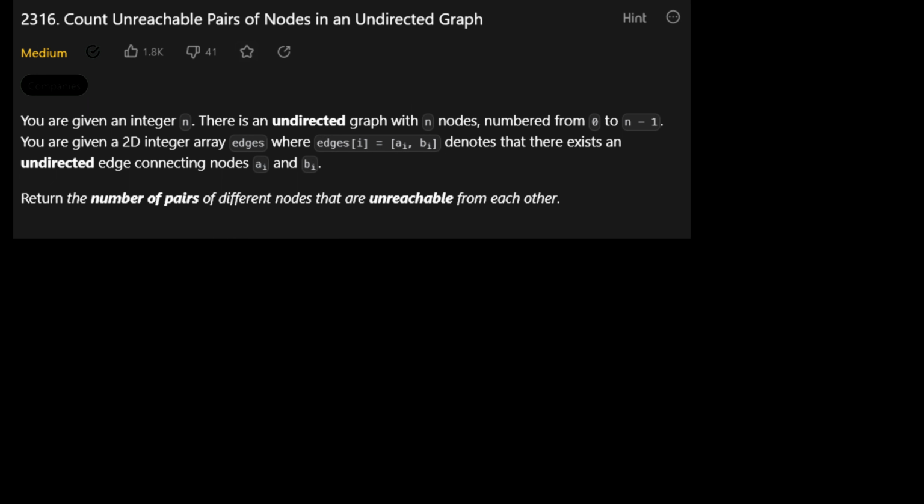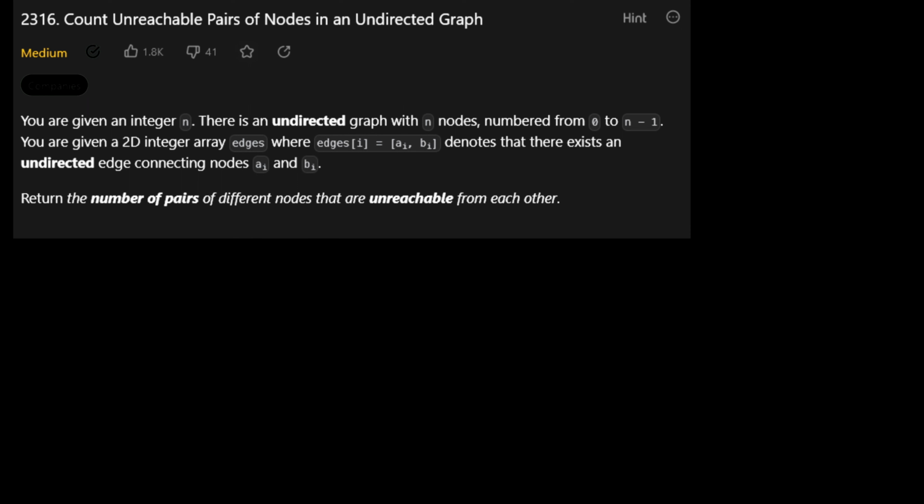We're given an undirected graph with n nodes, numbered from 0 to n minus 1. We're also given a set of edges of this graph in the form of a 2D integer array. And our job is to return the number of pairs of nodes that are unreachable from each other.